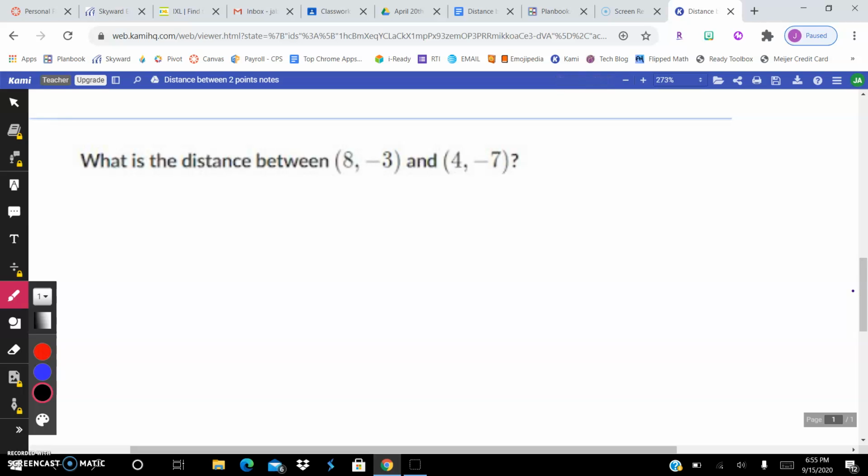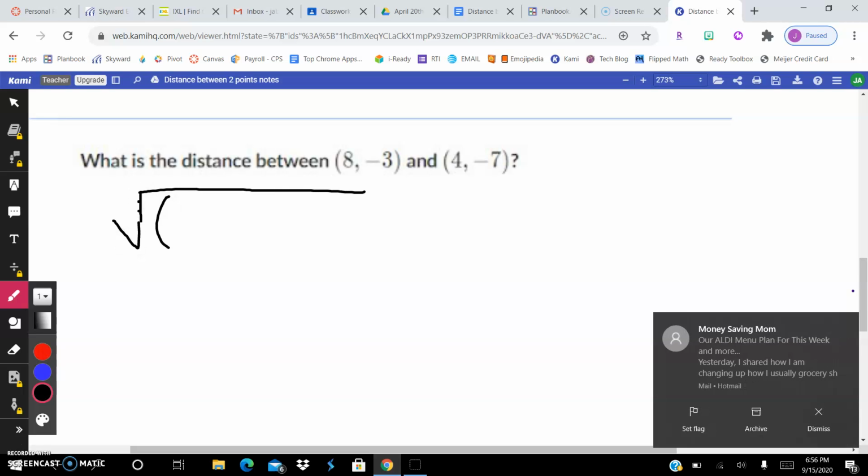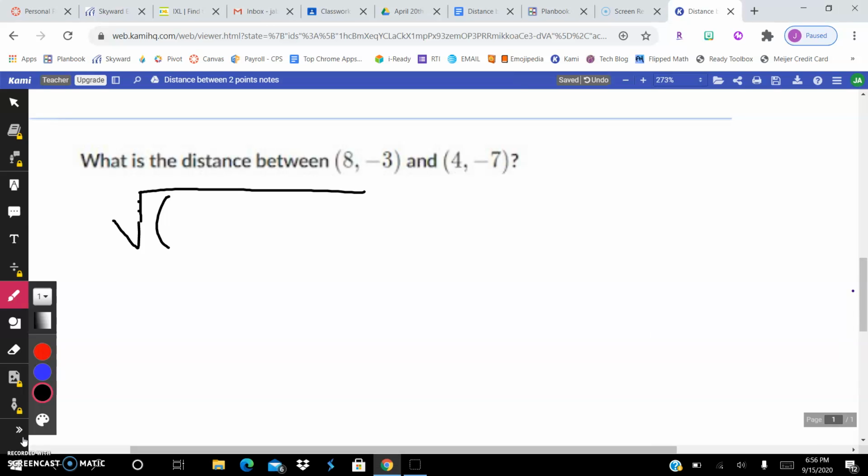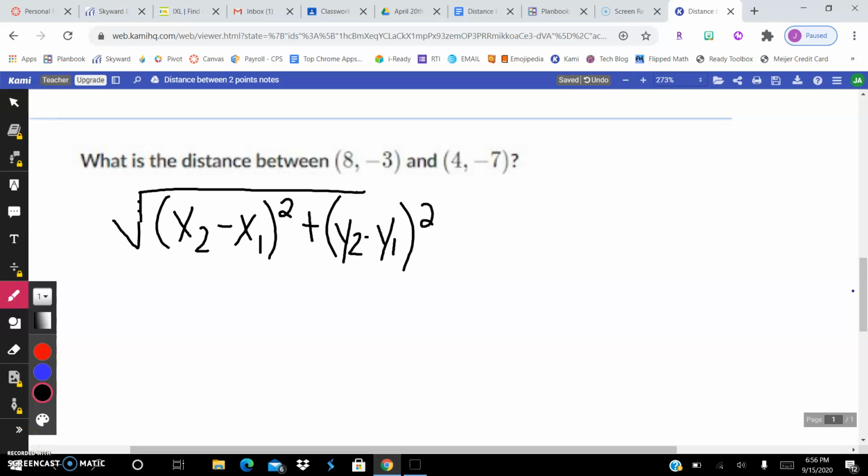And the distance formula is the square root of x2 minus x1 squared plus y2 minus y1 squared. This kind of looks intimidating and difficult, but it's really not.